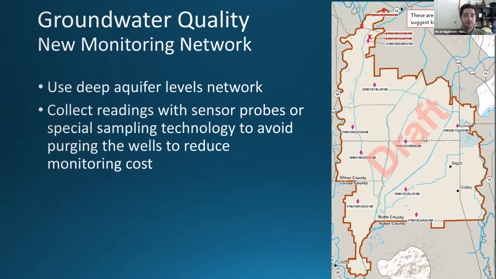Now you can see we've actually removed 3 wells at the very top of the basin, just because there are several wells in this area and it's kind of duplicative. We don't need 4 measurements up in this one small area. We feel confident that 1 measurement up there is totally fine.